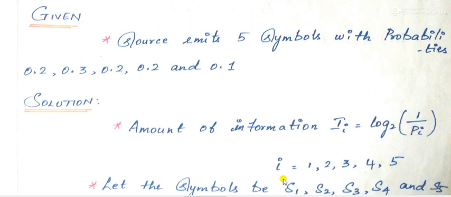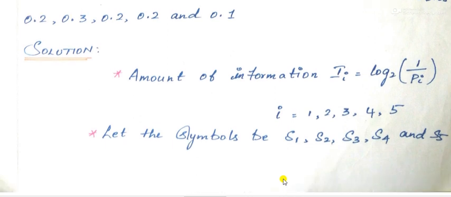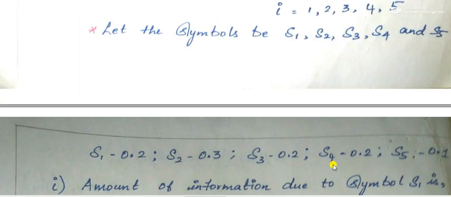We want to find the amount of information. To find the amount of information, we use log base 2 of 1 by pi. What is the range of i here? Totally there are 5 symbols, so i equals 1, 2, 3, 4, 5. Let us name the symbols S1, S2, S3, S4 and S5. Now we are going to find I1, I2, I3, I4 and I5. From that we can find the total amount of information. First, let us find the amount of information for symbol 1.